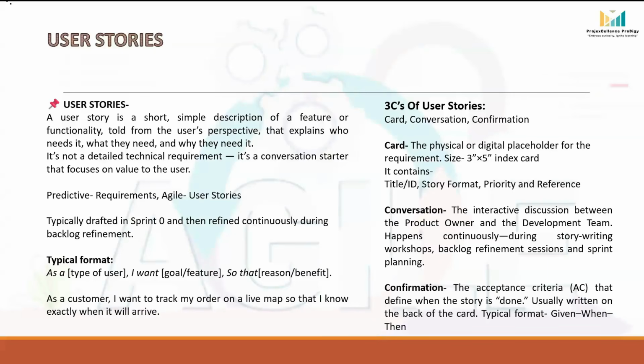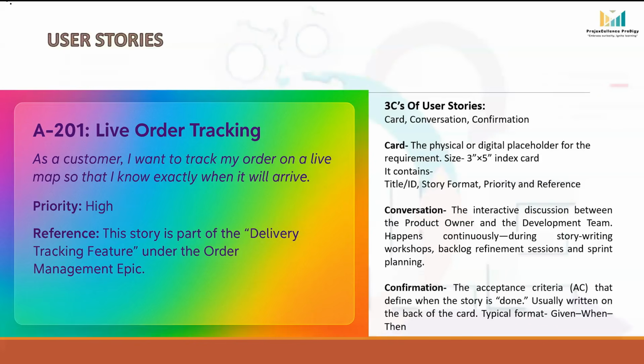The card usually includes four things: title or ID. It is a short label or unique number that helps identify the story quickly. For example, A201 live order tracking. Second one is the story format. This is the main description which is written in the standard format. Like, as a customer, I want to track my order on a live map so that I know exactly when it will arrive.